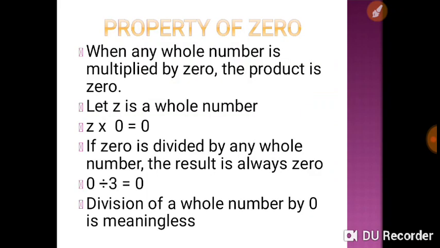There are some more properties of 0. The first property says when any whole number is multiplied by 0, the product is 0. Let Z be a whole number. So Z into 0 is of course 0. If 0 is divided by any whole number, the result is always 0. For example, 0 divided by 3 will give you 0 only. The next property says that division of a whole number by 0 is meaningless, which is not allowed.